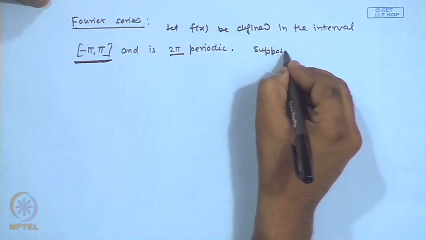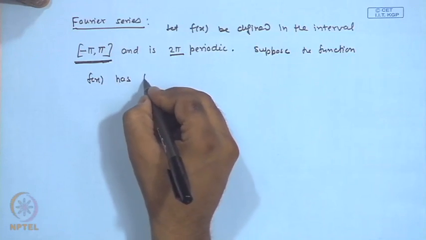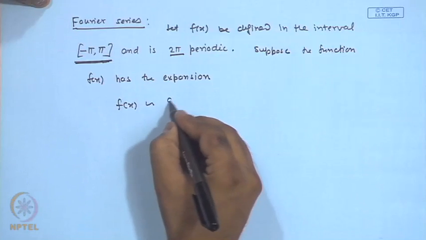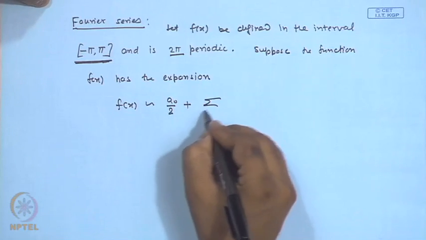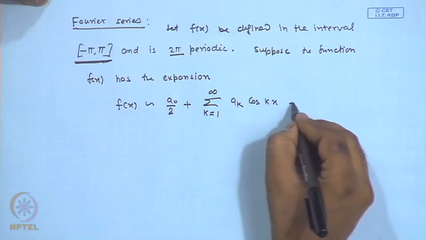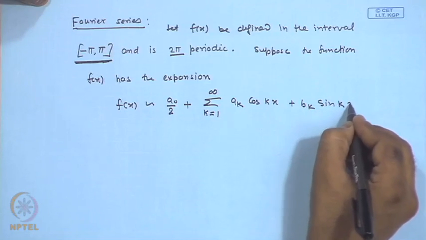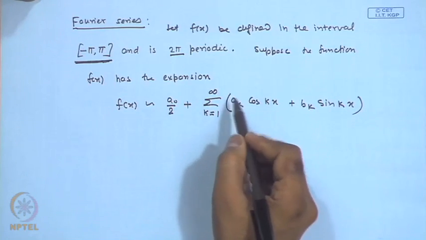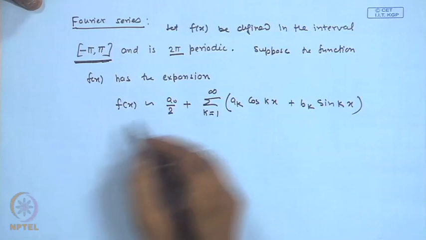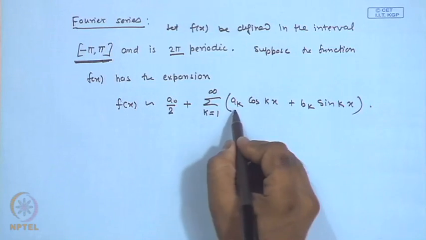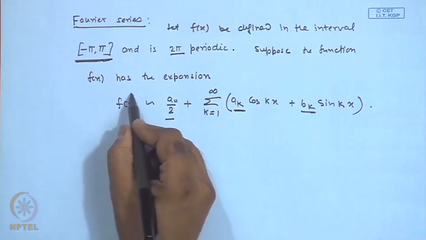So, now suppose the function f(x) has the expansion f(x) = a naught by 2 plus the sum from k equals 1 to infinity of a k cos k x plus b k sin k x. We have taken a naught by 2 instead of the constant a naught to have consistency with a k. Later on we will see why this factor 2 we have introduced here. So, now the problem is how to determine these coefficients for a given function f(x).